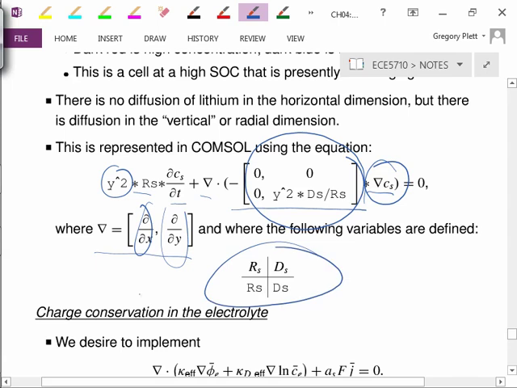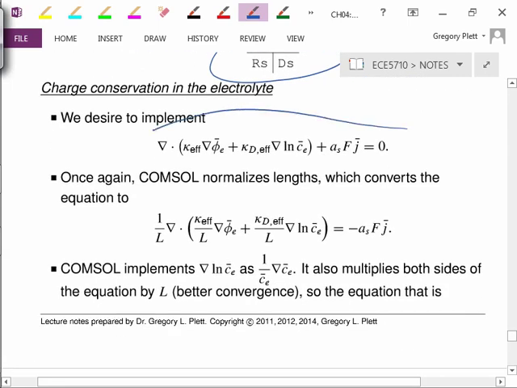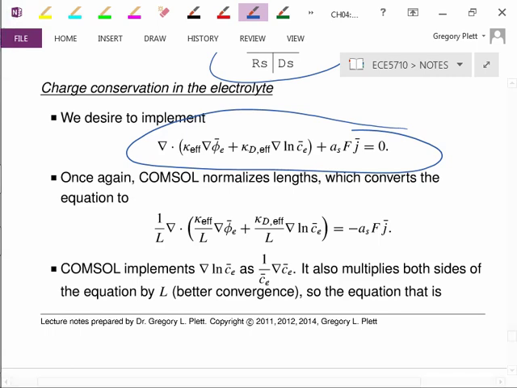So those two require understanding some new ideas about implementing things in COMSOL. The remaining ones are just more of the same. In the electrolyte, I desire to implement this equation. This is a 1D x-dimension model equation only.